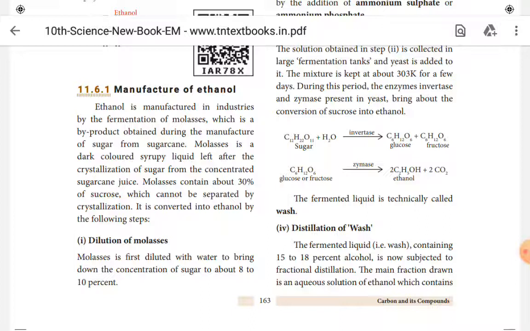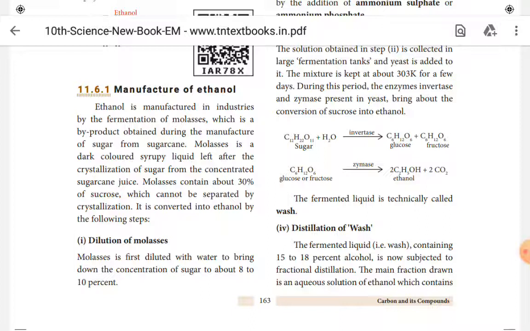Then, what is the raw material? That is molasses. What is molasses? Molasses is a dark colored syrupy liquid left after the crystallization of sugar from the concentrated sugarcane juice. This is the answer for sugar molasses. Then, what is the percentage of sucrose in the molasses? That is 30% sucrose.